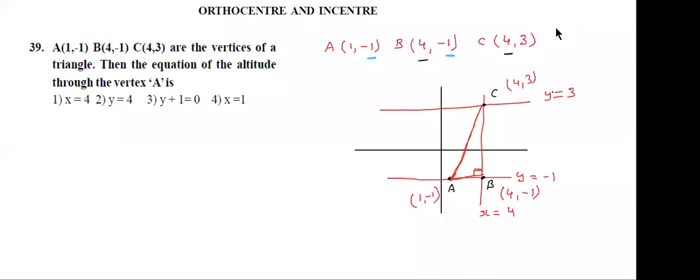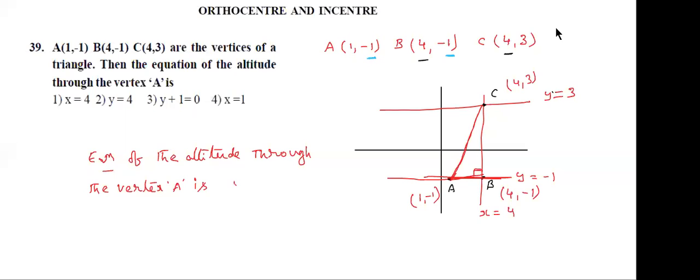So here they are asking for the equation of the altitude through the vertex A. Through the vertex A, this is the altitude. So the equation of the altitude through the vertex A is, what is that? y = -1. Now y + 1 = 0. This is the answer. Which option is correct, students? The third option is correct.